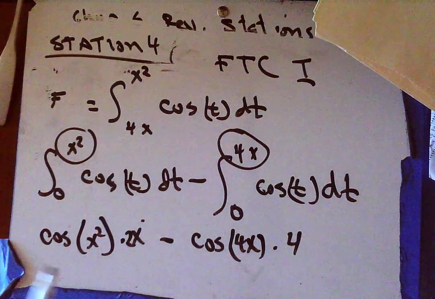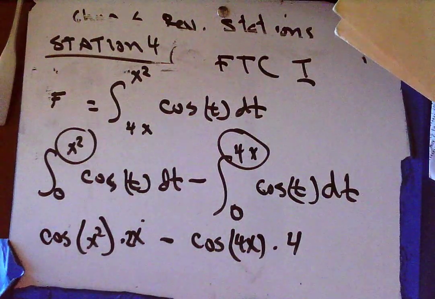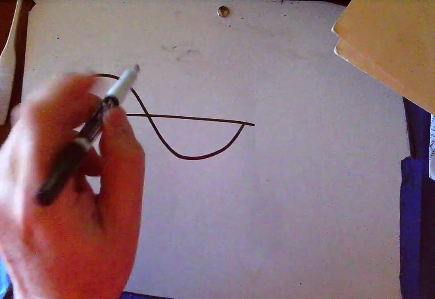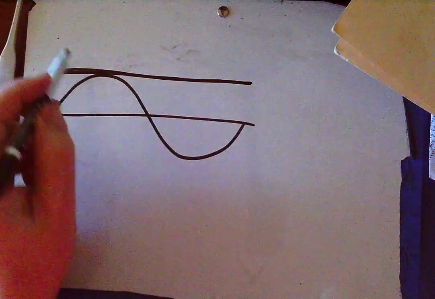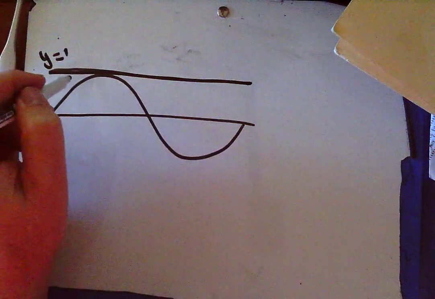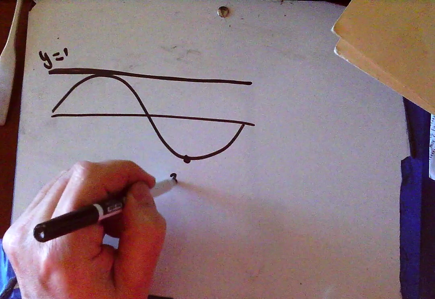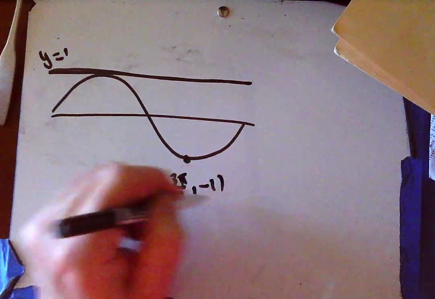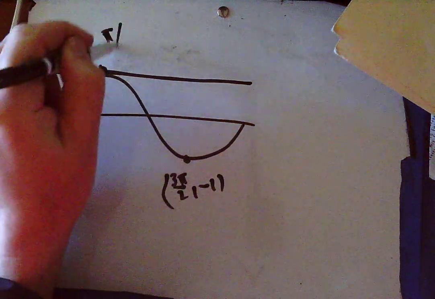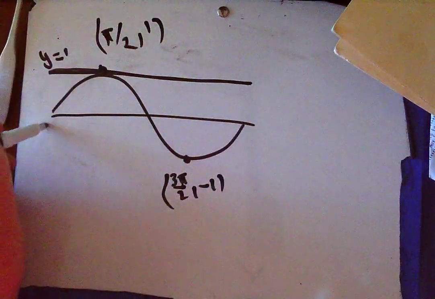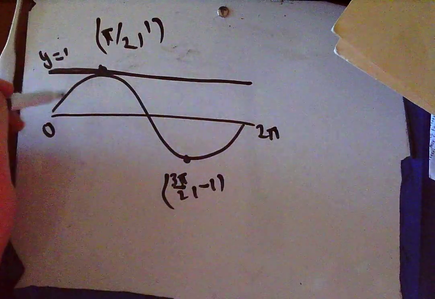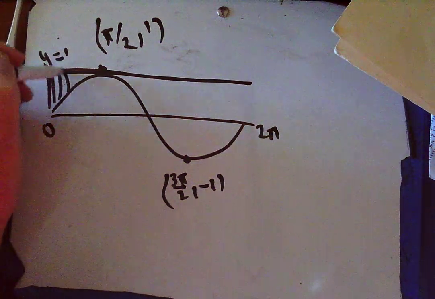So stop, go away. Station 5. Let's take a look at Station 5. Station 5 says find the shaded area. And we're given a sine graph. And we're looking at here. This is y equals 1. And this is 3 pi over 2, negative 1. This is pi over 2, 1. This is 0, 2 pi. And we're looking for all this area.